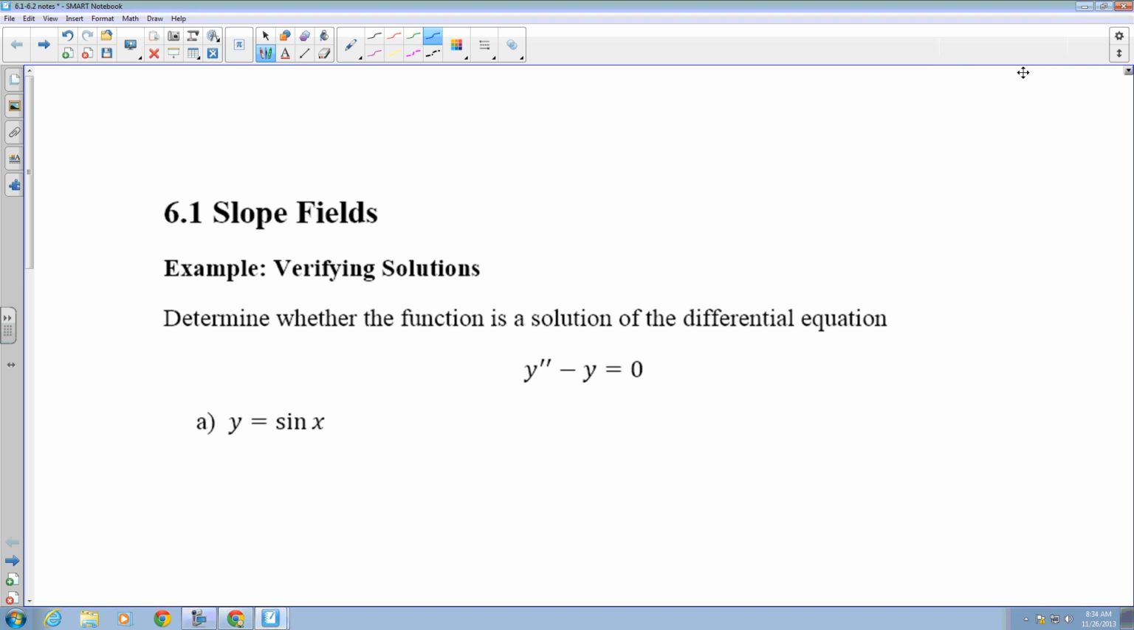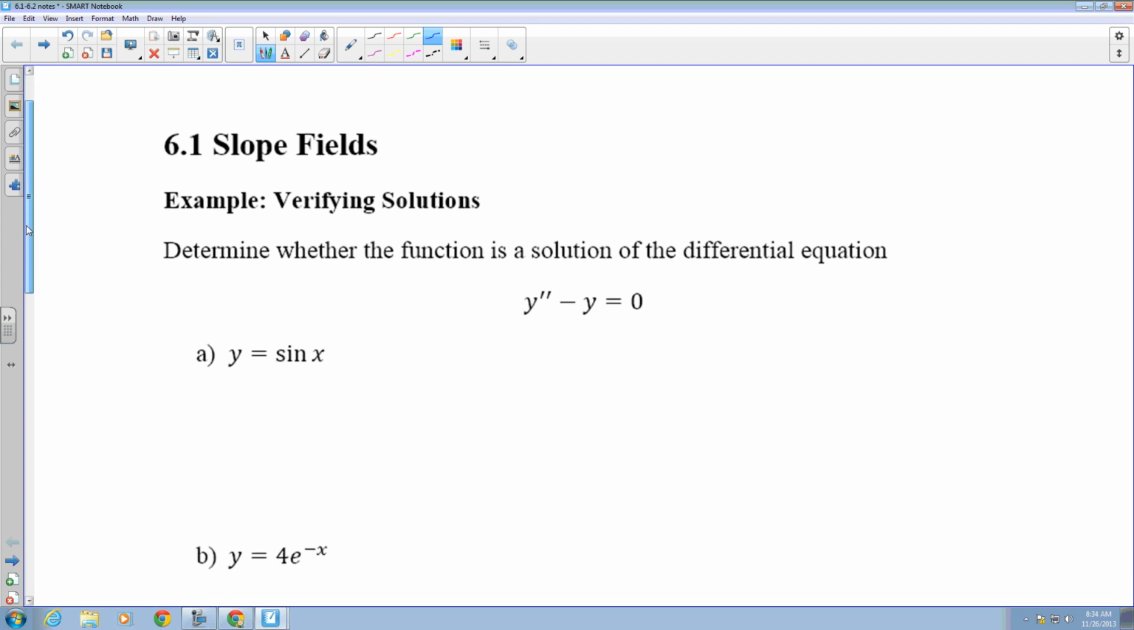We are doing section 6.1, slope fields. The first thing we're going to be doing is verifying solutions of differential equations. Now they give us a differential equation, y double prime minus y equals 0, and we're given the function y equals sine of x. So the first thing we need to do is find y double prime. Y prime is cosine, and y double prime is negative sine.